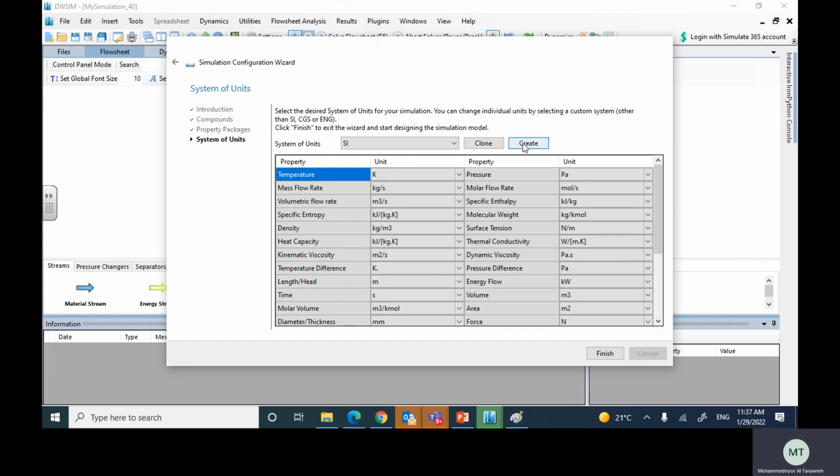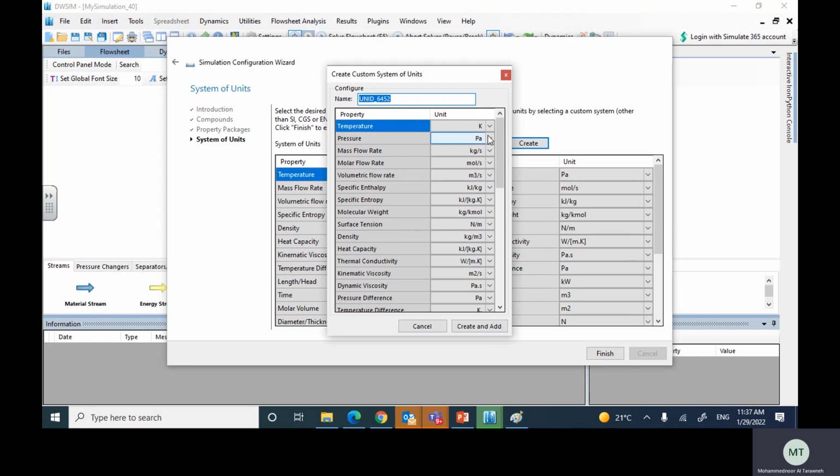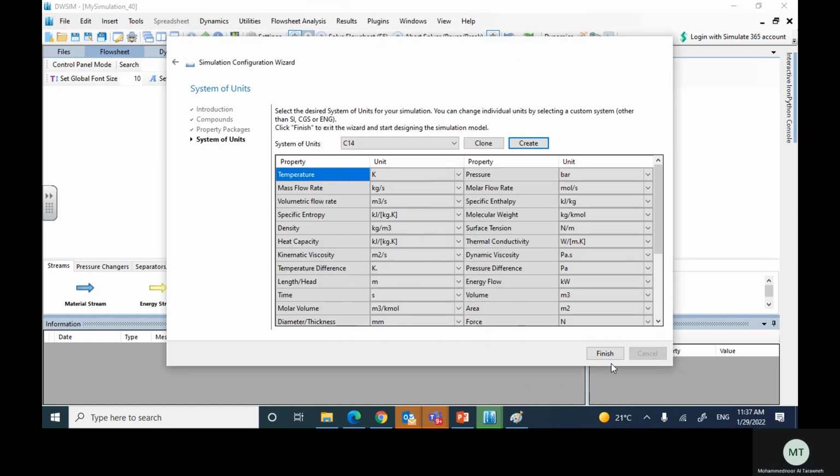For the system of units, we need the pressure to be in bar and the temperature in Kelvin. So click create a new system of units. The temperature by default is in Kelvin, so let's leave it as is. The pressure in bar. Let's call this new system of units C14, for example. So click create. Finally, click finish.